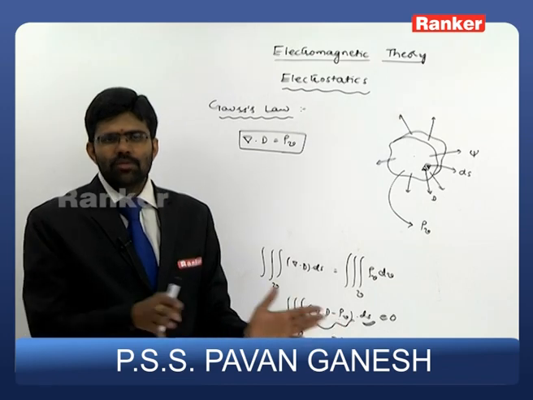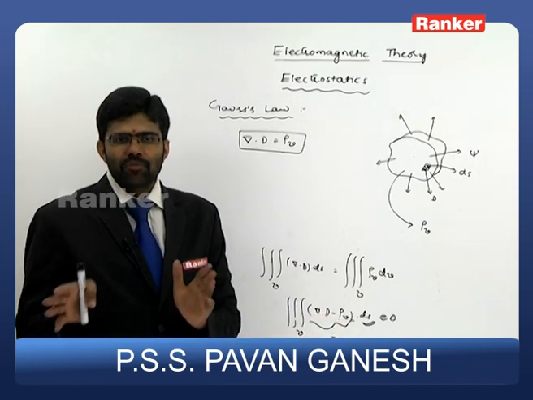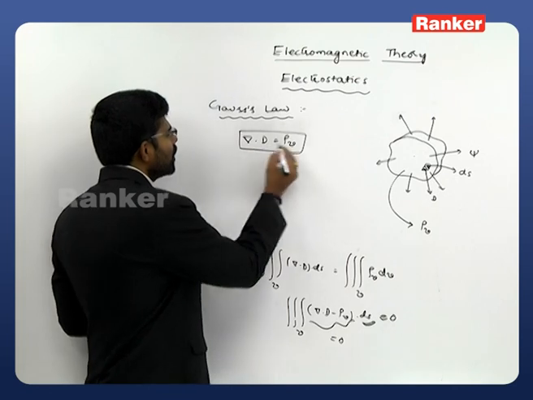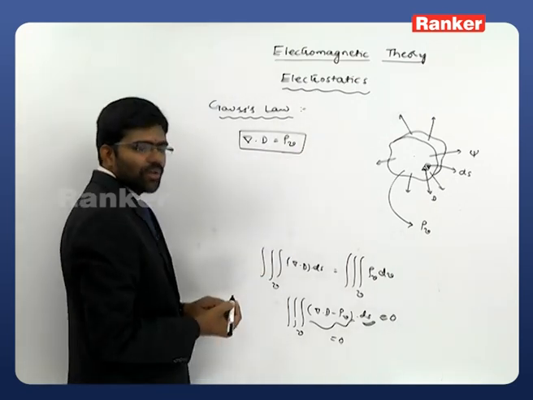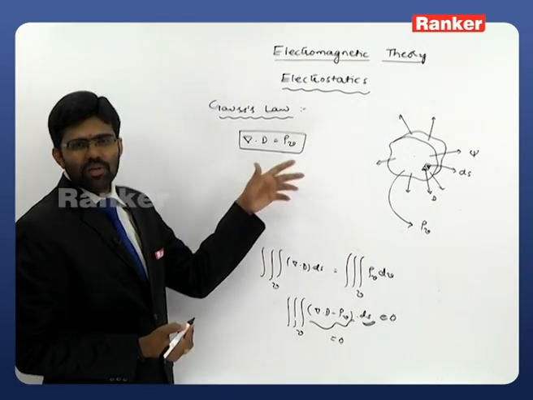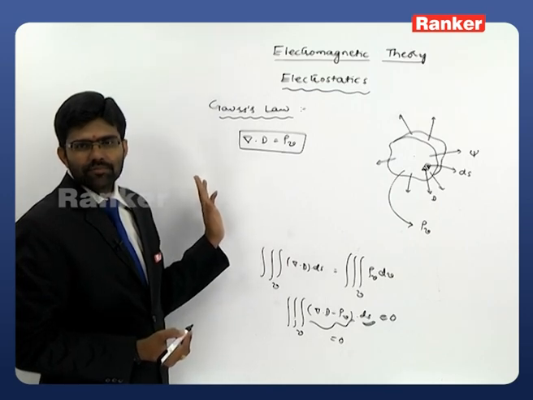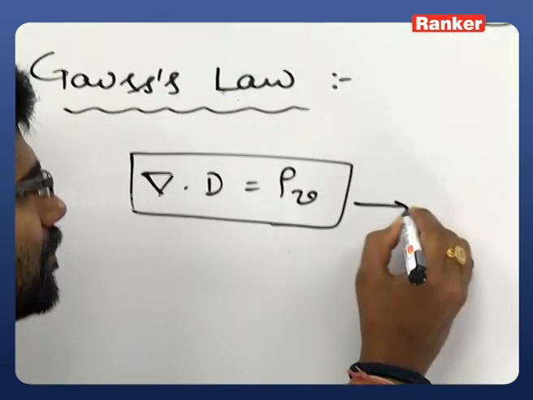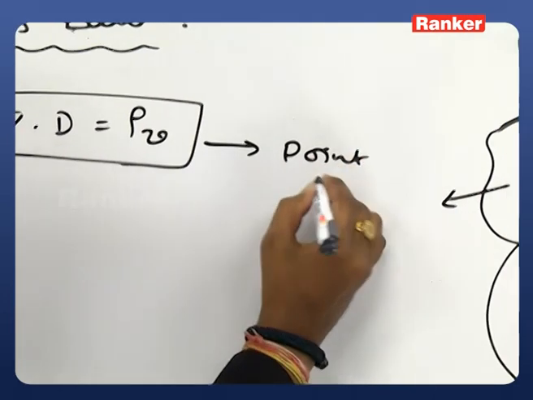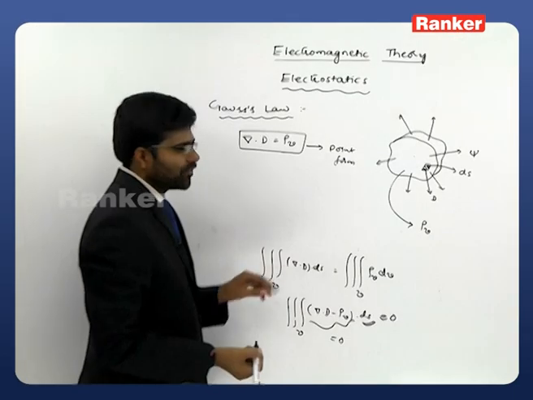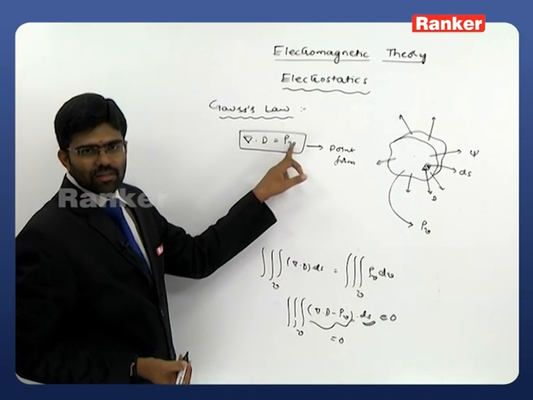We will come across Maxwell's first equation, second equation later, but for the time being remember that del dot D equals rho v is a very important equation which gives us many parameters in our electrostatics. Now this is point form, or differential form, since it is a differential operator.